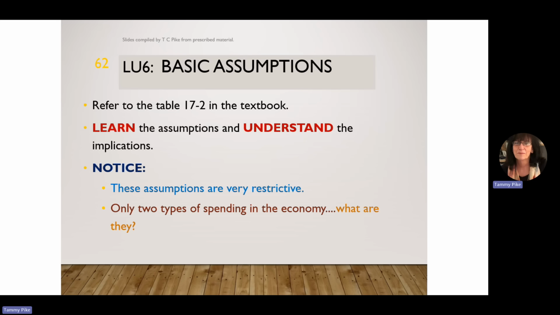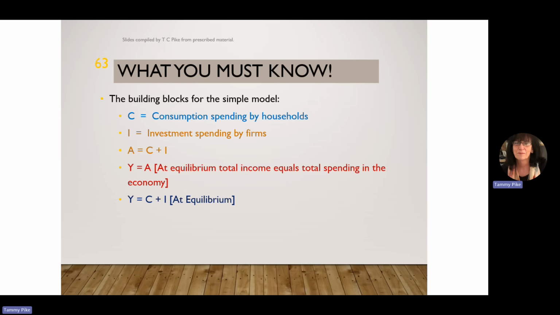All right. So they don't ask you to give them the assumptions. They just ask you what are the types of spending in the simple Keynesian model as a result of the strict assumptions. All right. So be careful that you can answer that. Your building blocks, what is it that you need to know for this model? C, I, A, at equilibrium, therefore. All right, so these are what we call the things that are essential. Without this, you have not got a clue what's going on.